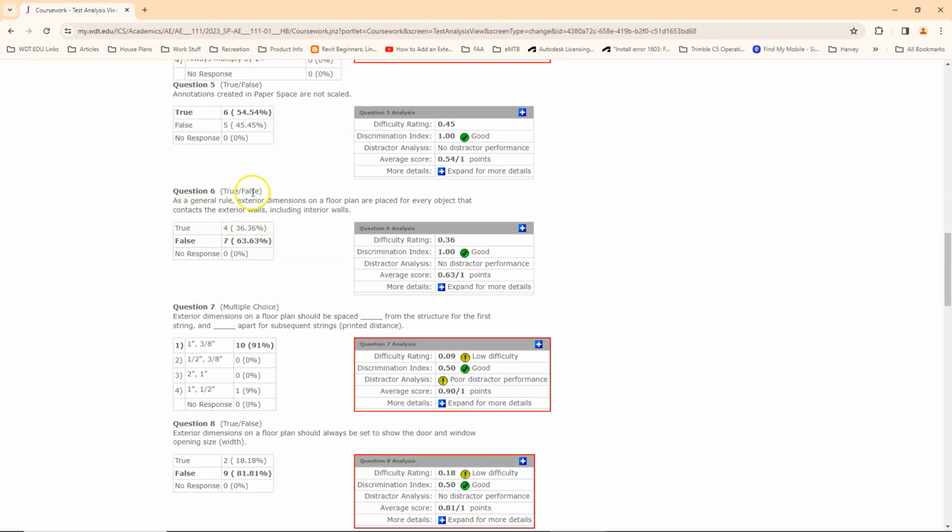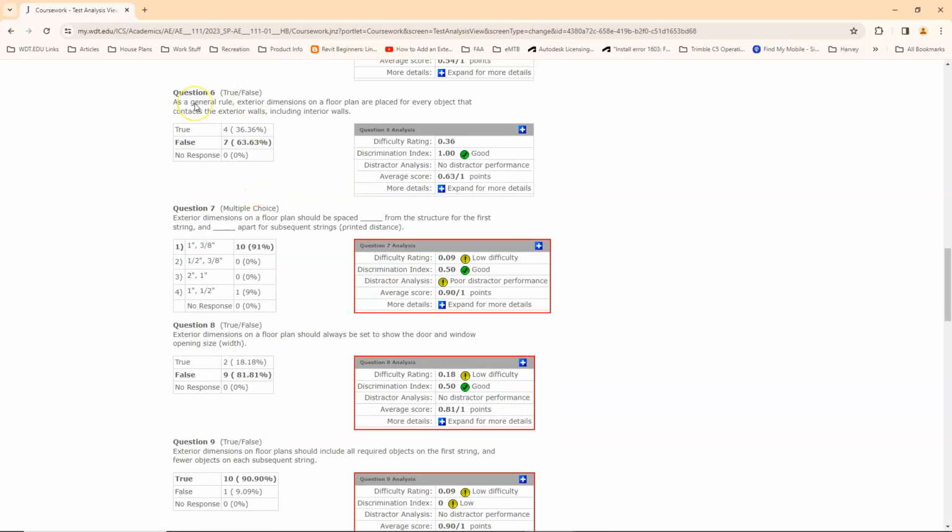Question 6, as a general rule, exterior dimensions on a floor plan are placed for every object that contacts the exterior walls, including interior walls. Now, I really would have expected more of you to get this right, because I made a pretty strong point of mentioning that when we first started talking about annotation. So some folks may have been absent. Don't feel bad. Don't beat yourself up, but memorize it now.